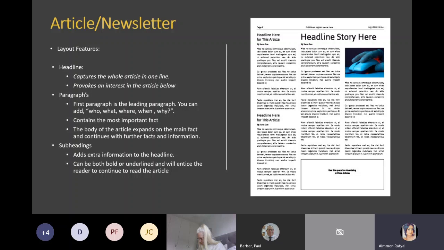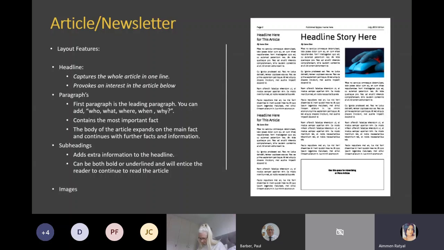So your subheadings add that extra information to the headline. It can be both bold or underlined and will entice the reader to continue to read the article. You can have more than one subheading in an article. It's not just one underneath the first paragraph. It can be throughout your whole article.